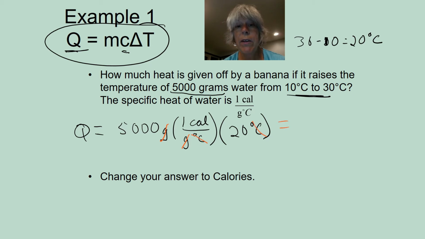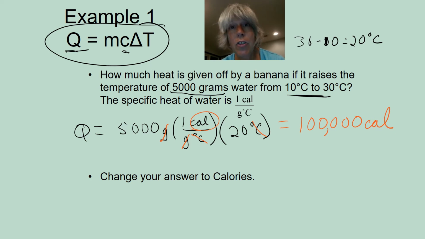So then we take 5,000 times 1 times 20, which is 4 zeros, 100,000, and my units are little c calories. That's a lot of calories for a banana, but remember, these are science calories. Let's change them to American food calories.